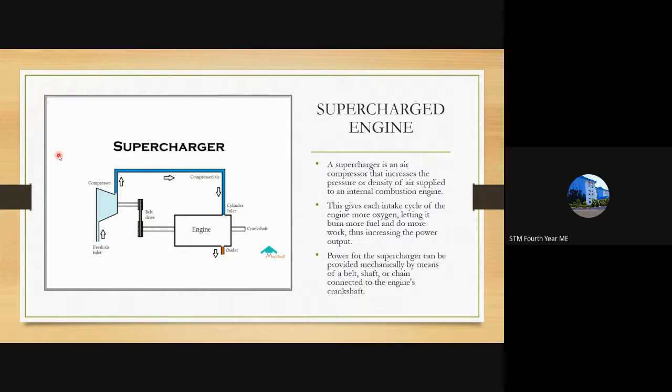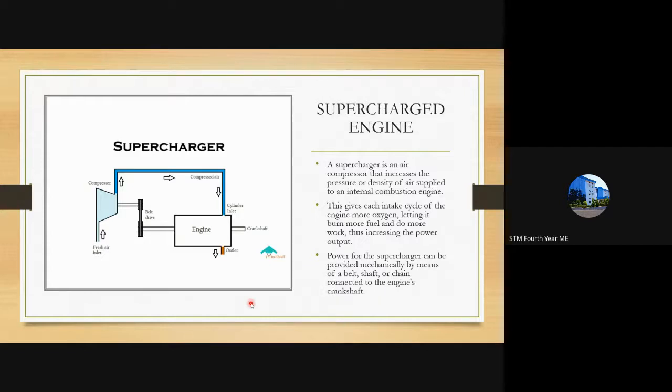In the same way, the compressor of a supercharger, or the supercharger itself, has a vane which rotates by the power provided by this belt drive, and it sucks in the air from the atmosphere, compresses it, and sends it to the engine. Okay, it compresses the air coming inside. You can see the fresh air coming here. It compresses it and then sends it inside. So what is the advantage of compressing the air?